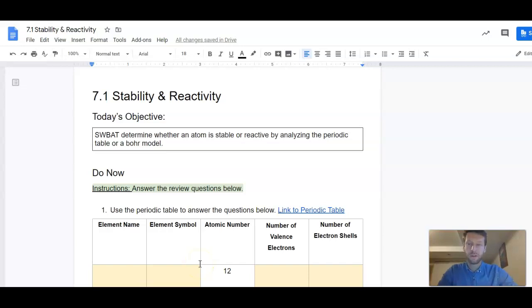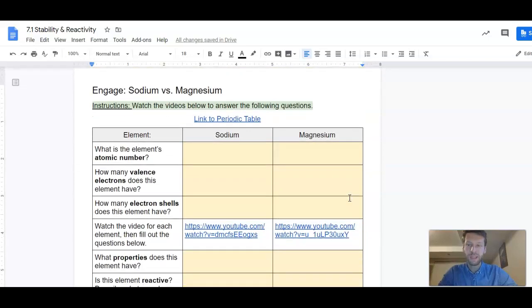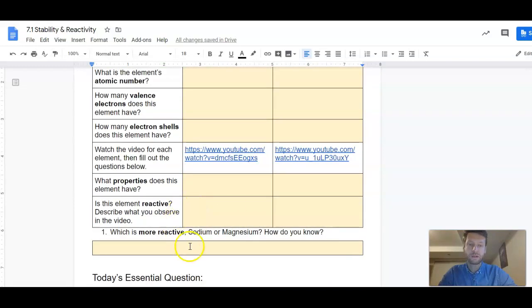At this point, you should have completely answered the do now, which is review. In today's Engage, you should have used the periodic table to learn about sodium and magnesium. Should have watched both videos to see sodium and magnesium in action and think about their reactivity and the properties you saw that showed which one was more reactive. You should have noticed that sodium was more reactive.